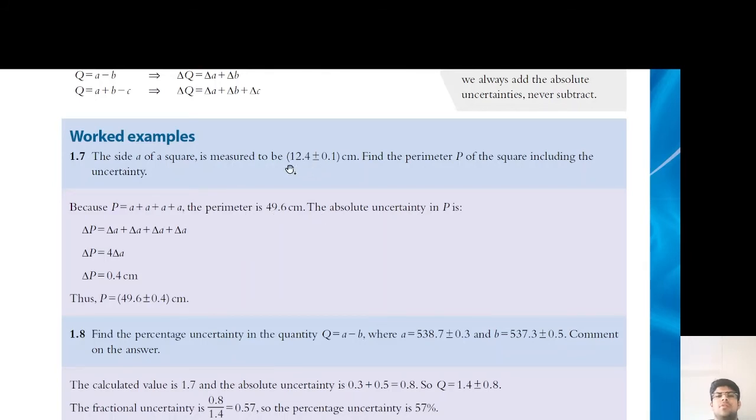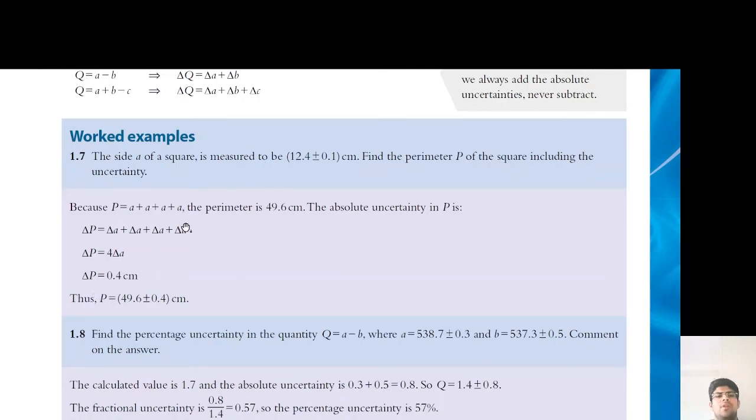And the absolute uncertainty in P is delta P equals delta A plus delta A plus delta A plus delta A, which we can write as 4 times delta A. So delta P equals 0.4 centimeter, because here both are absolute uncertainties. So 0.1 times 4 gives 0.4 centimeter. The question was to find the perimeter P of the square including the uncertainty.